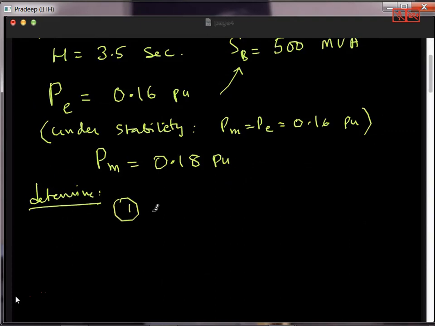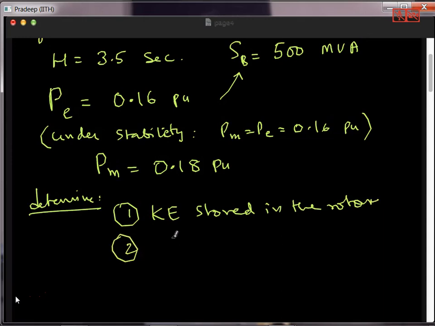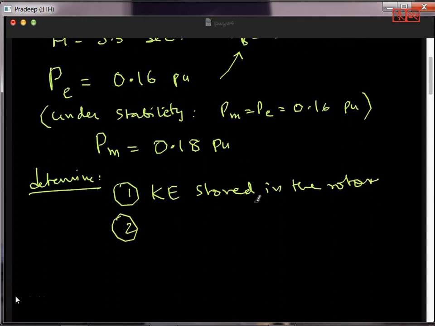So determine, first one is kinetic energy stored in the rotor. Second one is we have to determine the acceleration of the rotor.